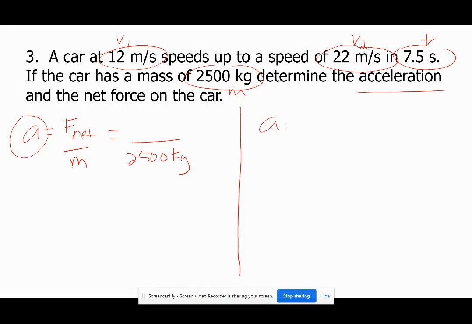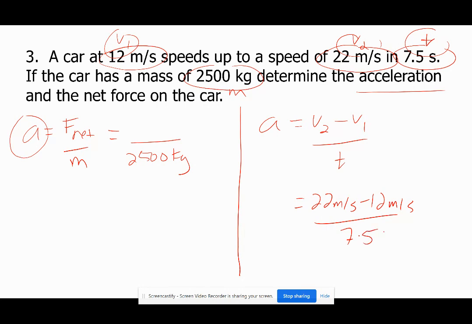So first, let's go. We've got v1, v2, and time, and we want to find acceleration. So if you look on your formula sheet, that'll be v2 minus v1 over time. So that's 22 meters per second minus 12 meters per second divided by 7.5 seconds. If you type that into your calculator in the correct order, 22 minus 12 is 10, and then 10 divided by 7.5 is equal to 1.3 meters per second squared.